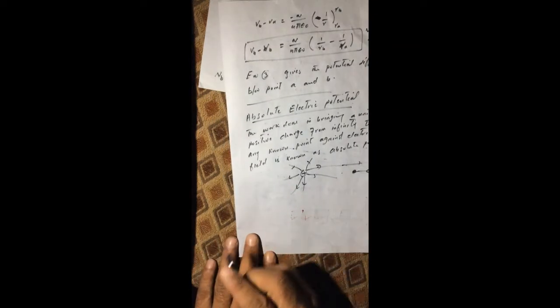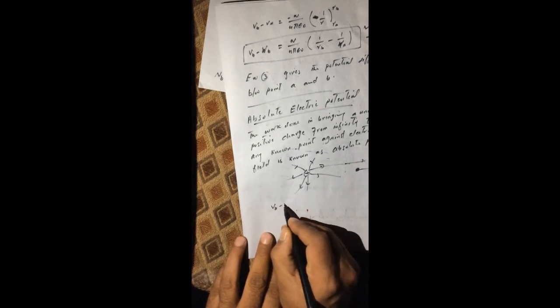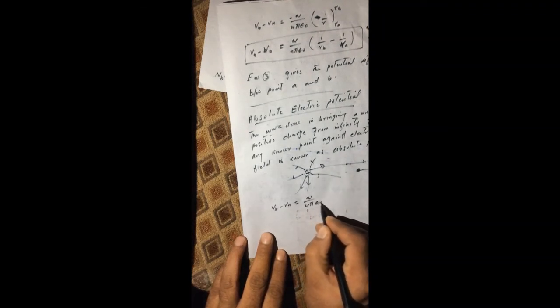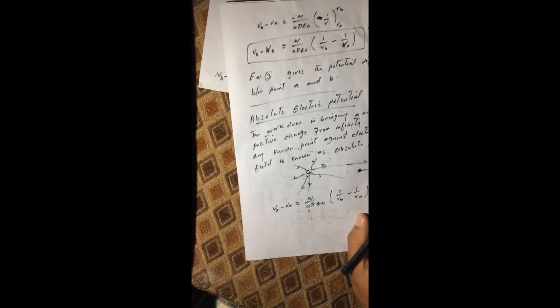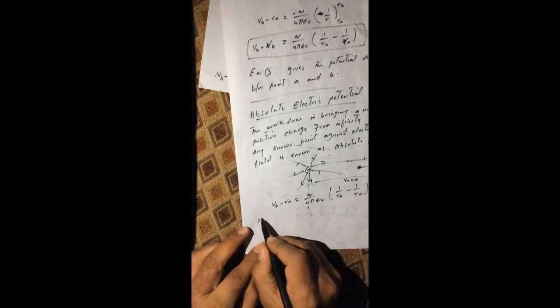Now we know that the potential difference between 2 points A and B is given by equation number 3, which is VB minus VA, which is equal to Q over 4 pi epsilon naught, and we have 1 over RB minus 1 over RA. Now for absolute potential, point A will be at infinity. So the distance from this point charge to this point is RA, which is infinity.